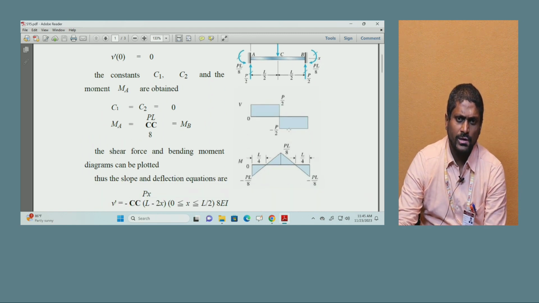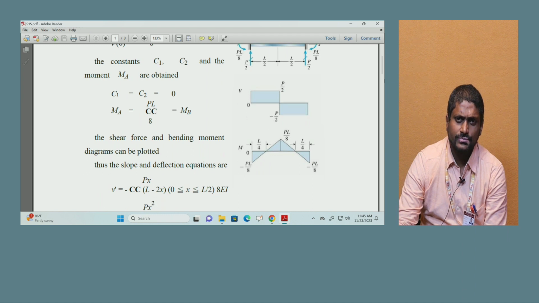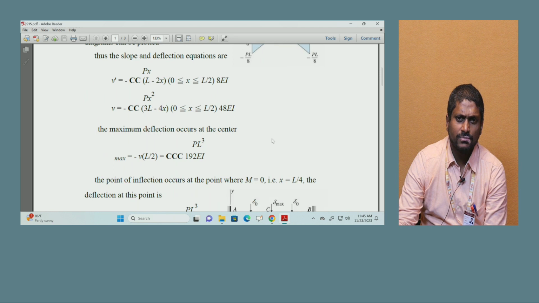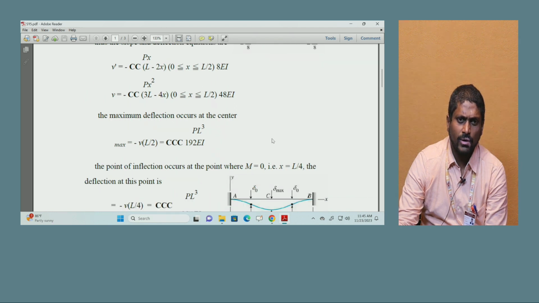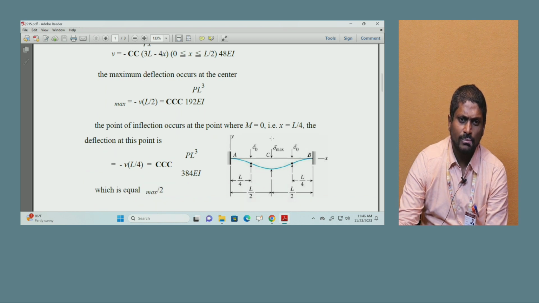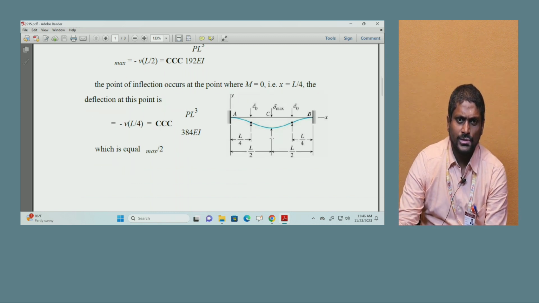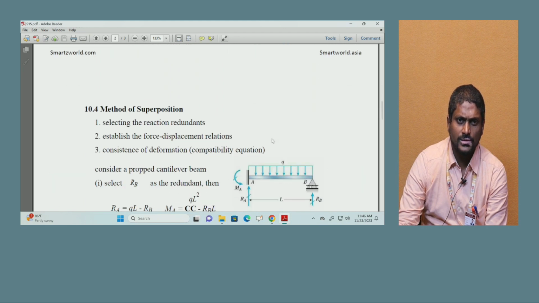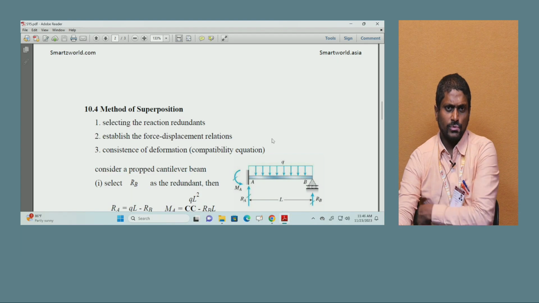Thus the slope and deflection equations can be taken here, and the maximum deflection occurs at the center. The point of inflection occurs at the point where M equals 0, that is x equals L by 4. The deflection at this point is minus V into L by 4 equals PL cube by 384 EI. Then there is another method, the method of superposition.